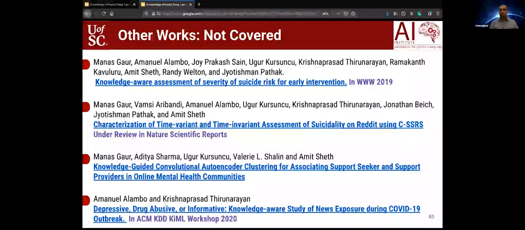And the second was to analyze how the time variant and time invariant movement of users on social media can be better assessed with CSSRS or with any authoritative source. Another work that we are currently working on is recommending users on social media by leveraging the content and the movement of already existing users.